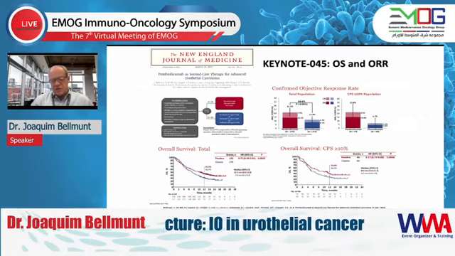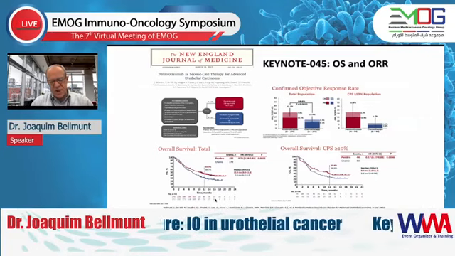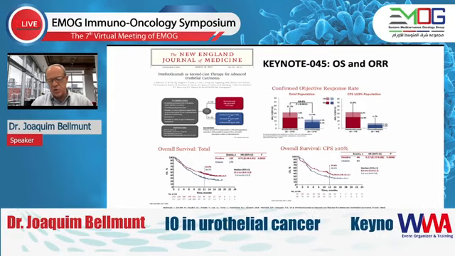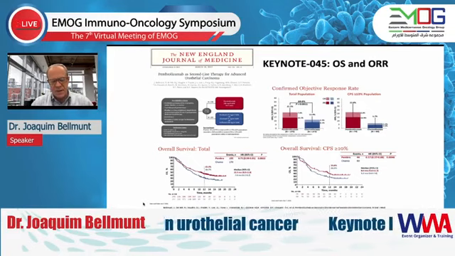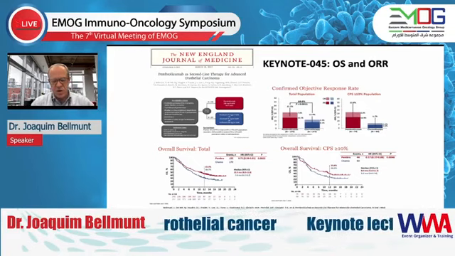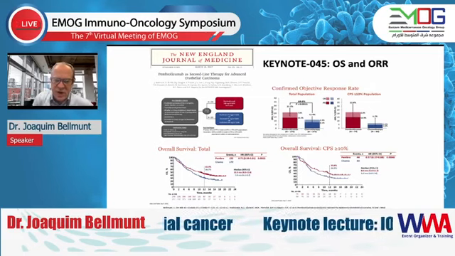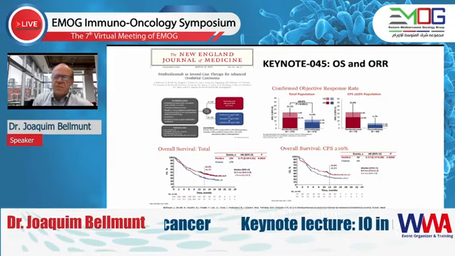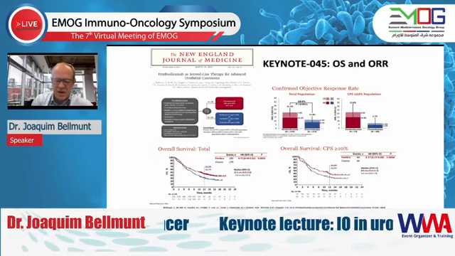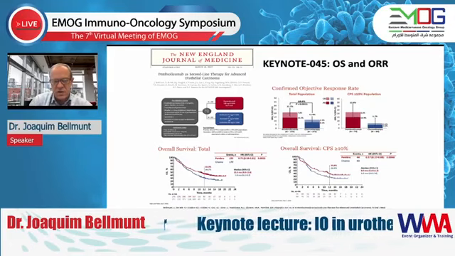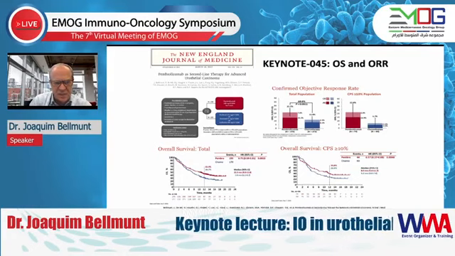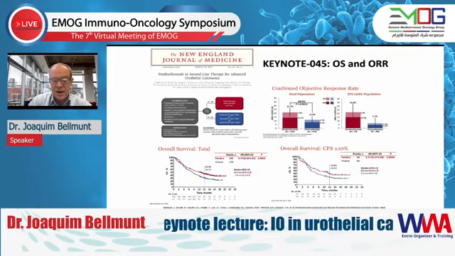So obviously, based on these phase 2 trials, there was a need to show evidence of efficacy for immunotherapy versus chemotherapy. This is the only phase 3 trial that led to the approval of pembrolizumab in second-line patients failing platinum-based therapy. This is the Keynote 45, and I had the privilege to lead this trial.